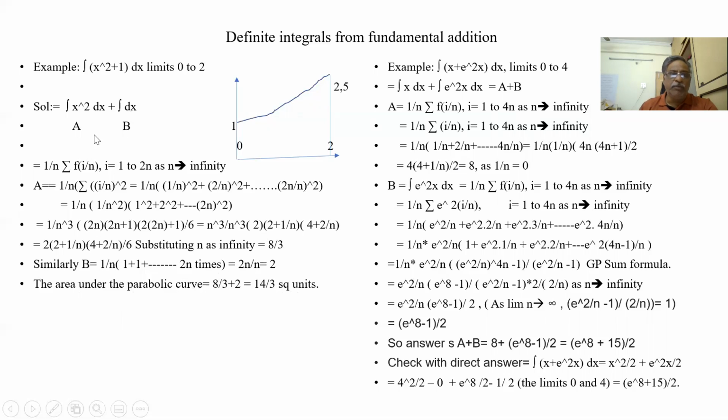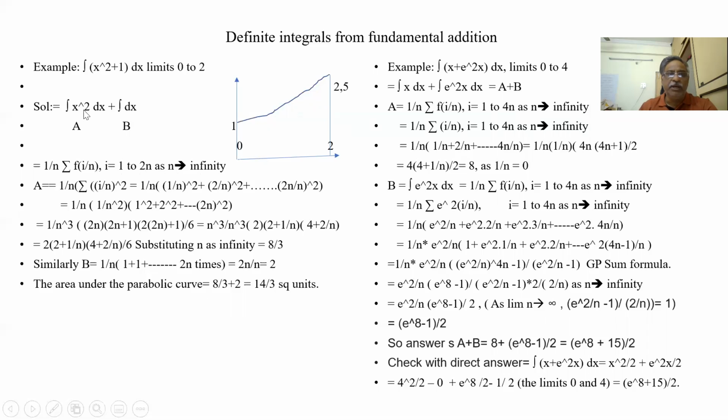Let us do the 1 by n process. 1 by n sigma f of i by n. i is 1 to 2n, because np is 2, so 2n. One division is divided into n times, the second division is also divided into n times, where n tends to infinity. So now I am adding this.